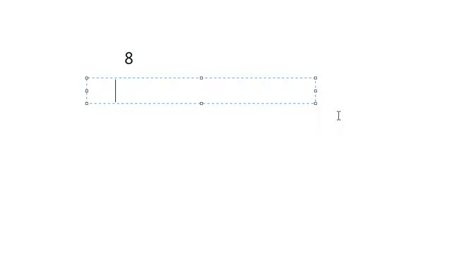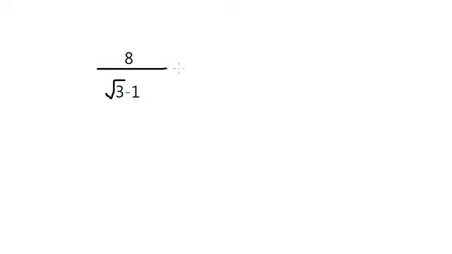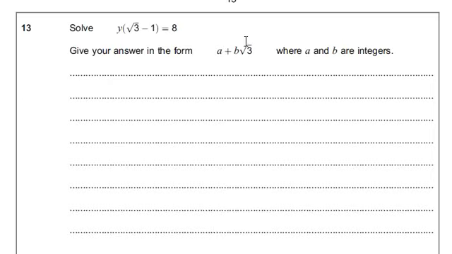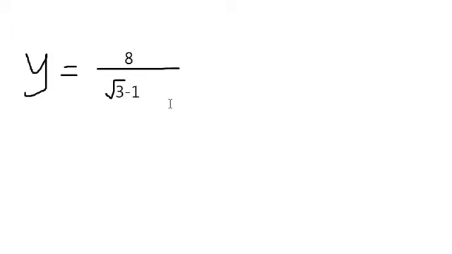Root 3 minus 1. And I have the root on my pen, so that is the y. Never mind, there we go. Larger is more stable, I think. So now we have that to do, and we know that we need to give it in this form. So how do we solve that?